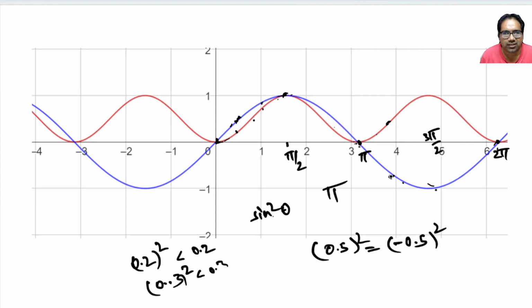Once you square, the negative part will go up, and then it doesn't matter whether it is 0.5 or minus 0.5. Still the square will be the same. Okay, so this is one way of looking at this problem. The other is the algebraic way. What is sine square theta?